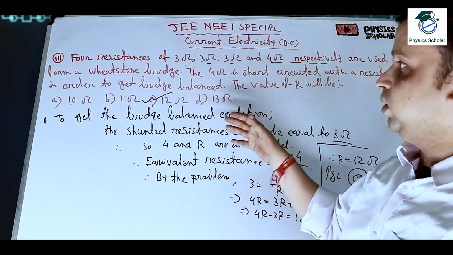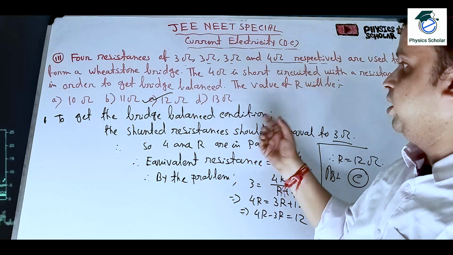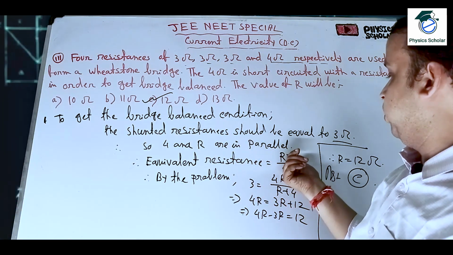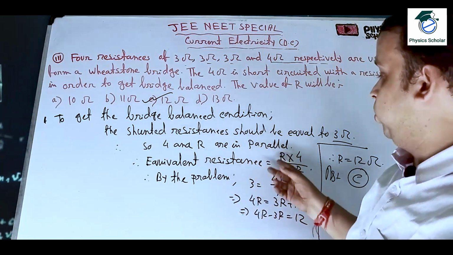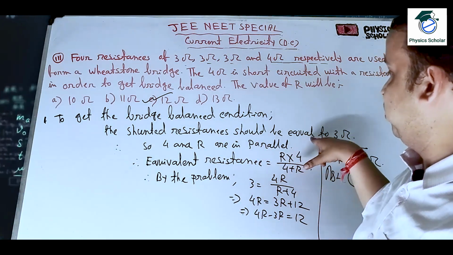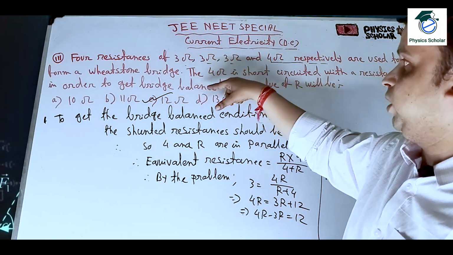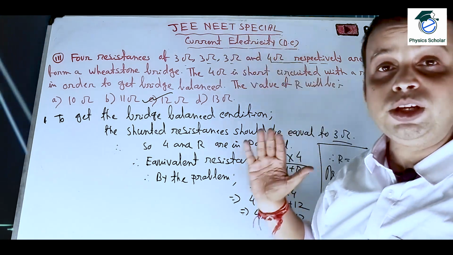Clear? Now what has happened? In order to get bridge balance, the value of R, the capital R, and this 4 ohms will be in parallel, and that should be equal to the 3. Then P by Q is equal to R by S. That equation will be satisfied.